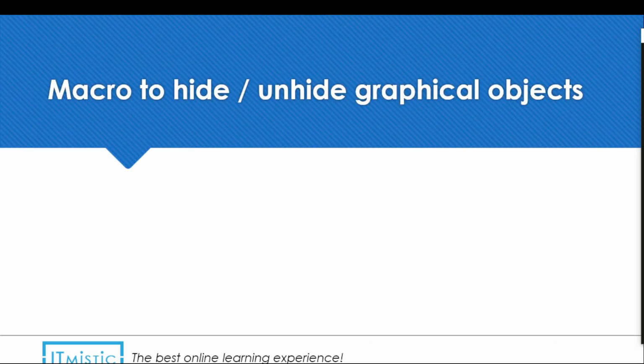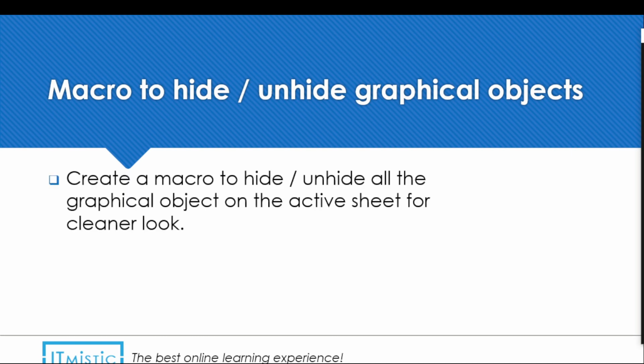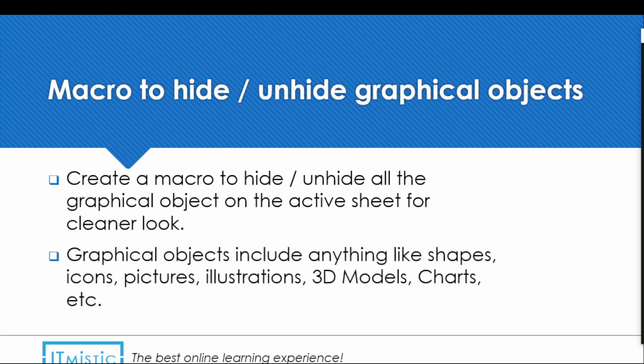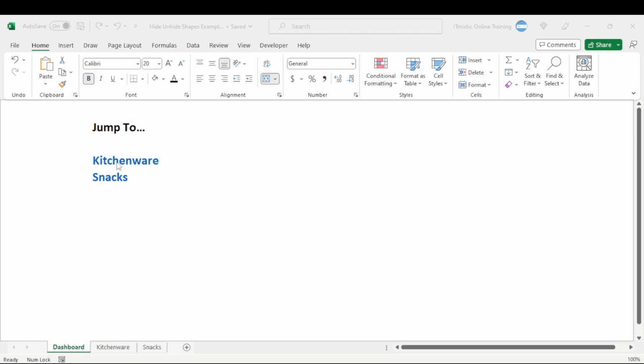Hi, in this video I will show you how to create a macro to hide or unhide graphical objects on the active sheet to get a cleaner look of your data. Graphical objects can include anything like shapes, icons, pictures, illustrations, 3D models, charts, etc. Let us have a look at the data.